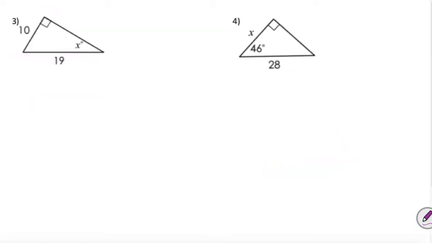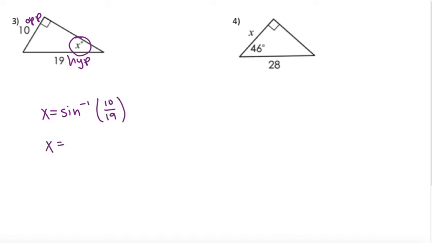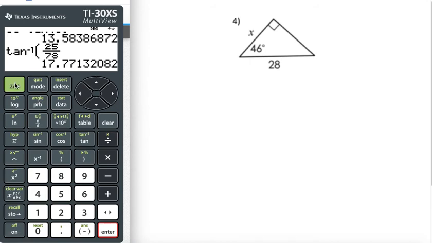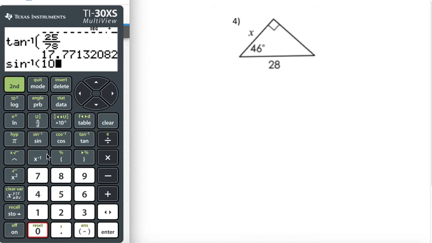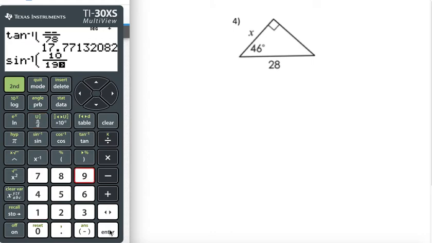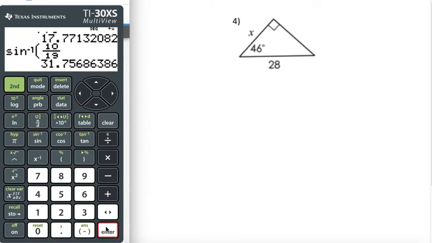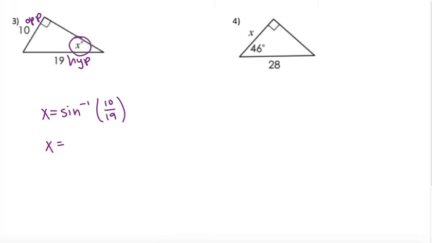On number 3, circle and label. Circled an angle, so I know I'm going x equals. And I have opposite and hypotenuse across from 90. SOHCAHTOA tells me this should be sine inverse because that's what relates my opposite to my hypotenuse, and then to my calculator. So I'll do second sine 10 over 19 to find my measurement here. So that angle is going to measure 31.8 degrees when I find my inverse appropriately.